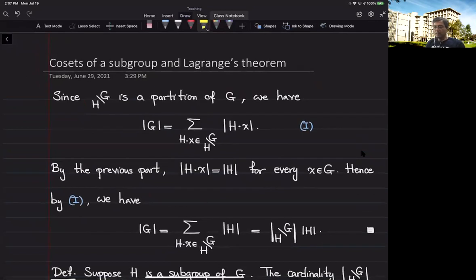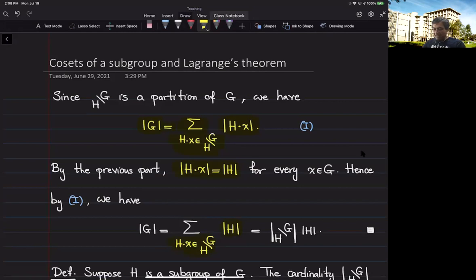Now, because of the equality that we had earlier, the cardinality of the space can be written as the sum of the cardinalities of orbits. This we had for any group action. Now here we have proved that every orbit has the same cardinality as the subgroup H. So I can replace these by the cardinality of H. Now I'm adding the same number again and again. You see, this number doesn't depend on the choice of this H orbit.